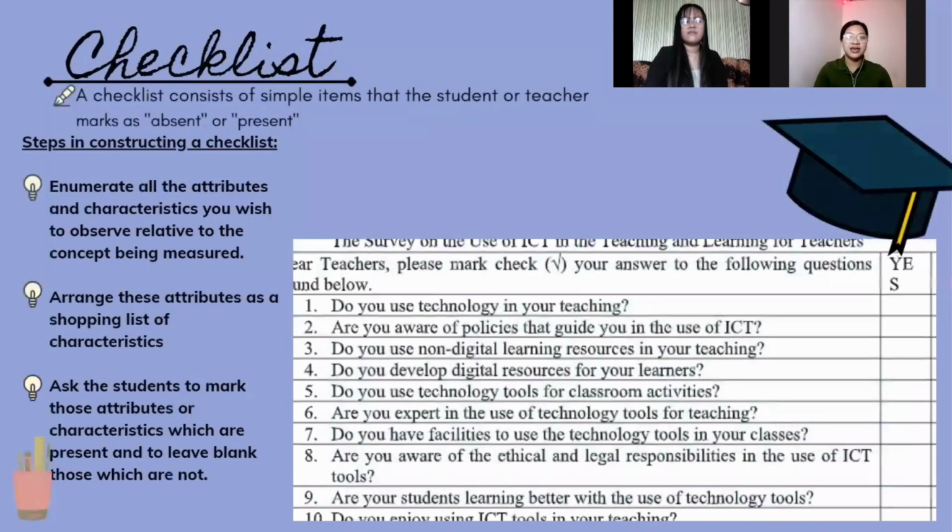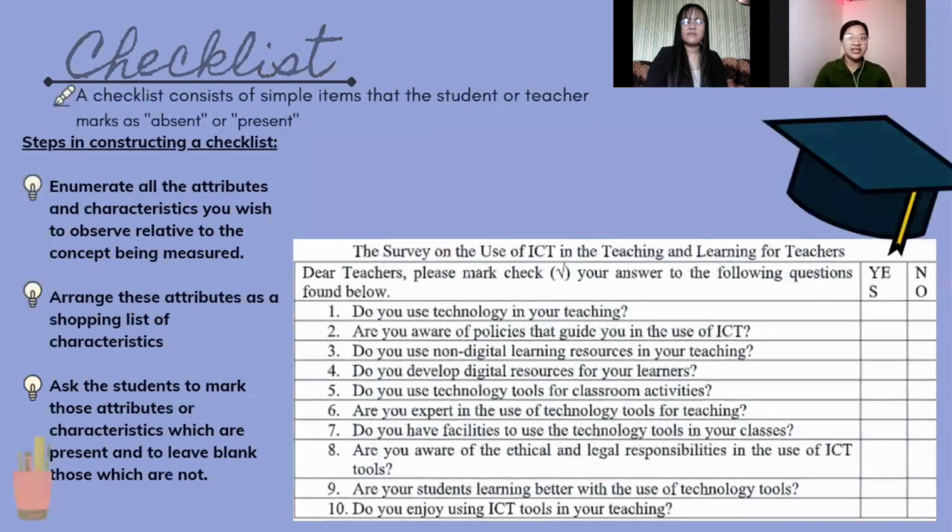Next is the checklist. It is the most common and perhaps the easiest instrument to construct in the affective domain. It consists of simple items that the student or teacher marks as absent or present. The example that is shown on the right side is the instrument that we use as we conduct survey about the use of ICT tools in teaching and learning for teachers in our CPE107 subject. So as we observe, the attributes, characteristics are enumerated in the range. Also, the instruction and responding was indicated. Those are important things to consider in constructing checklists.